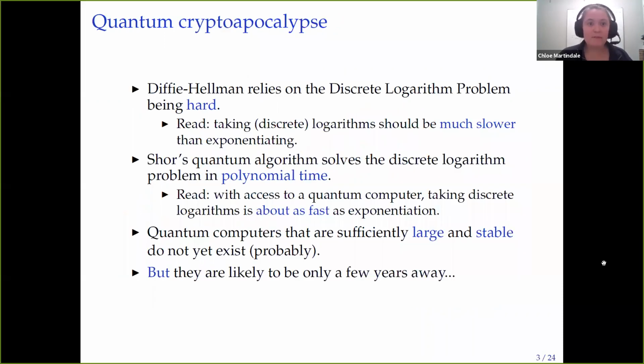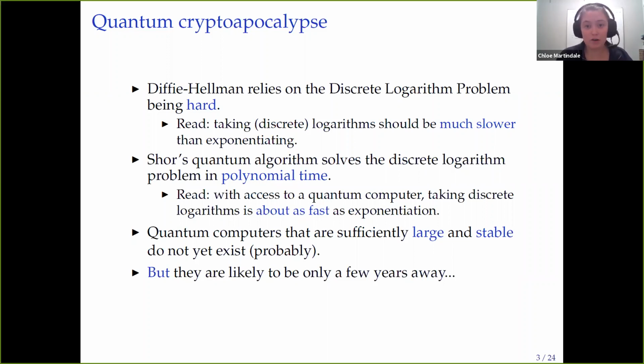So what I'm talking about here is the quantum cryptoapocalypse. So why is that relevant for cryptography in a little bit more detail? The Diffie-Hellman key exchange I just showed you, either for finite fields or for elliptic curve groups, relies on the discrete logarithm problem being hard, right? So what do I mean by hard?